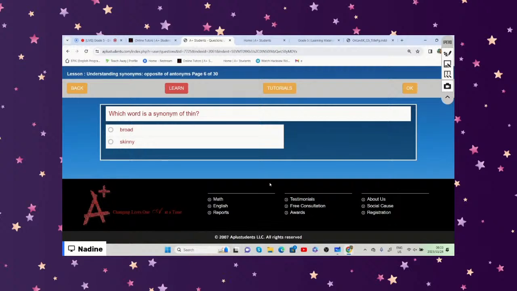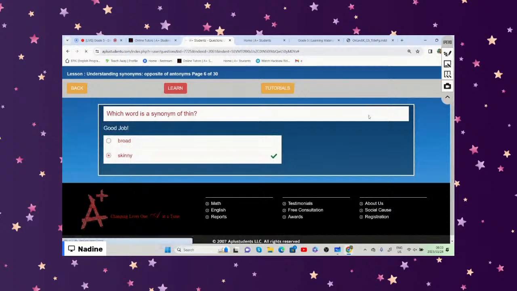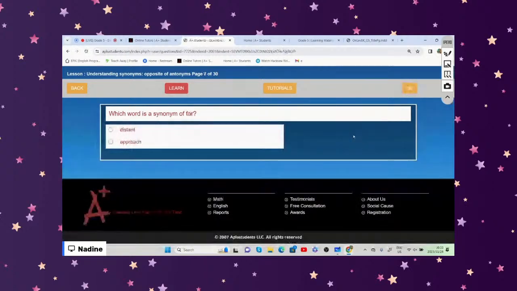And if we find the word that is similar to thin, then we can say it is skinny. So someone is thin, we can say they're skinny. Or if someone is skinny, we can say that they are thin. Or slender. It's another word that is not there.